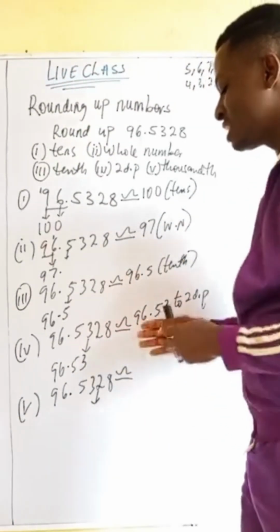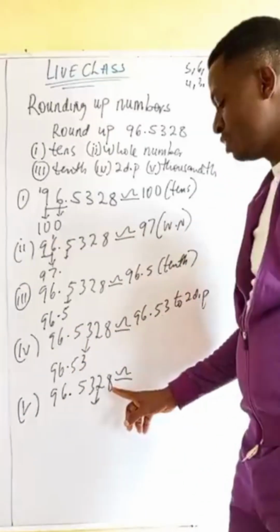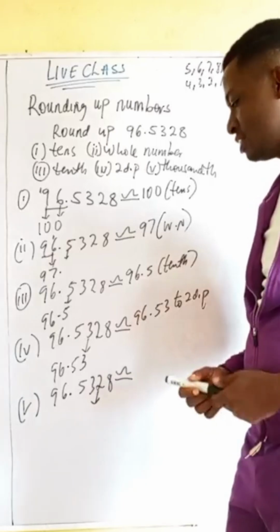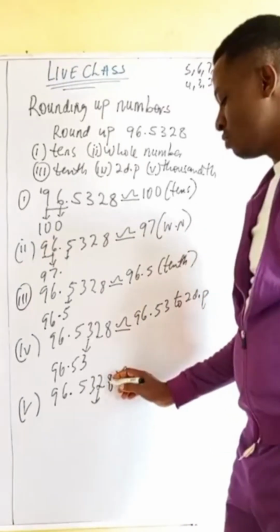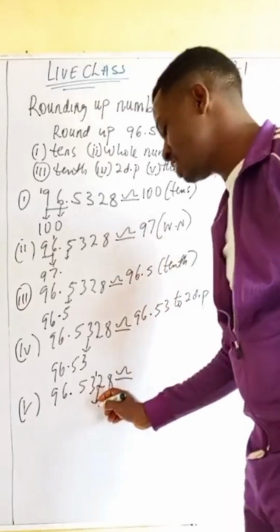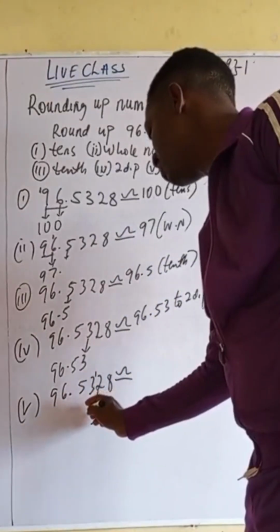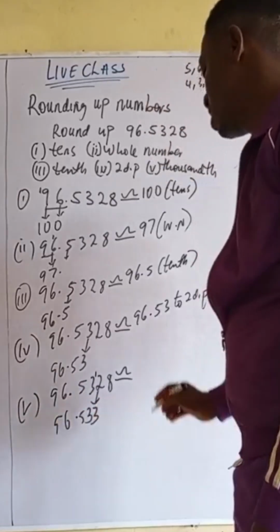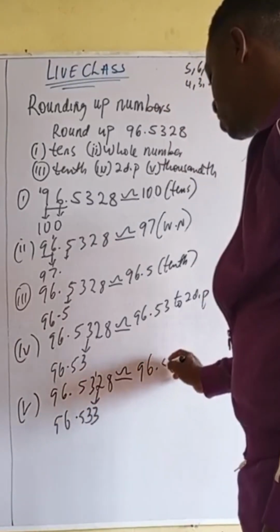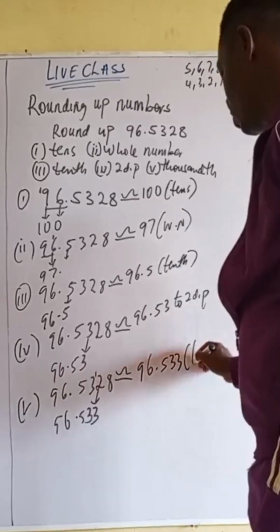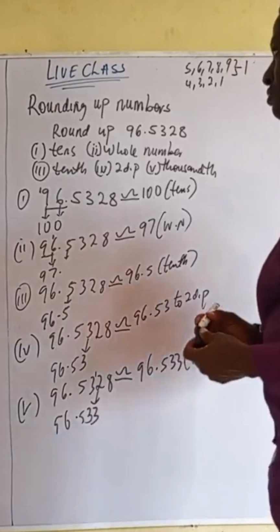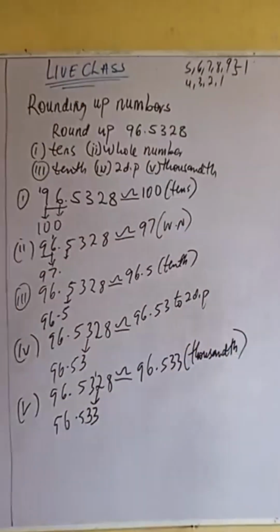So what are we going to do? We consider the next number to your right, which is 8. Is 8 up to a number we can round up to 1? Yes. 8 is up to a number we can round up to 1. We round it up to 1, add here. This gives us 3. Bring down 96.5. So the answer is 96.533, to the nearest thousandth. So that's the first example. I want you to take time, go through it, ask questions if you have any.